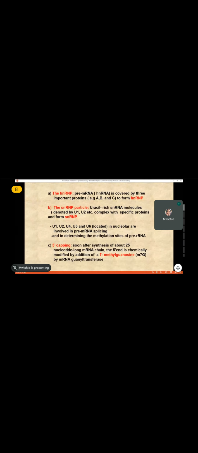Talking about 5' capping: soon after synthesis of about 25 nucleotides of the mRNA chain, the 5' end is modified, and this is a chemical process. So there is addition of a 7-methylguanosine, m7G rather. It's important to know what this stands for.